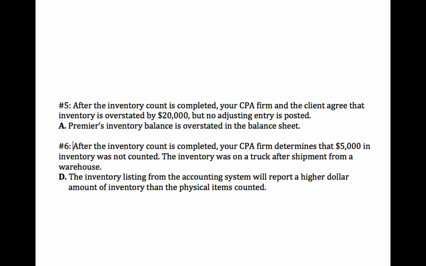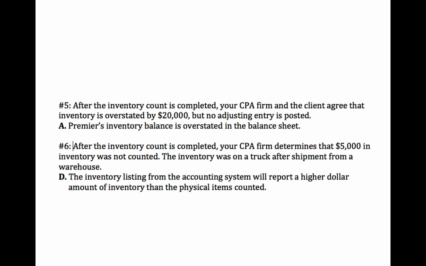Five, after inventory is counted, your CPA firm and the client agree that inventory is overstated by $20,000, but the client does not post the adjusting entry. If the financial statements get issued, Premier's inventory balance is overstated in the balance sheet. So it's important to post those adjusting entries.